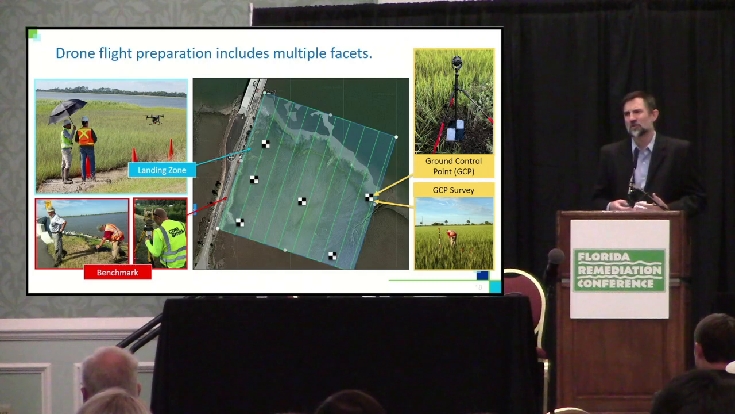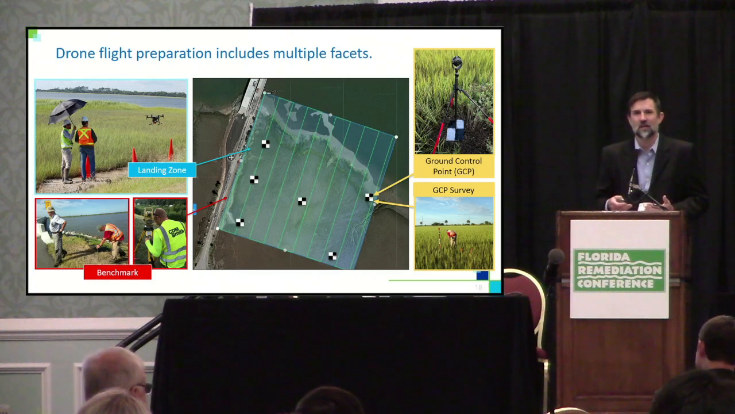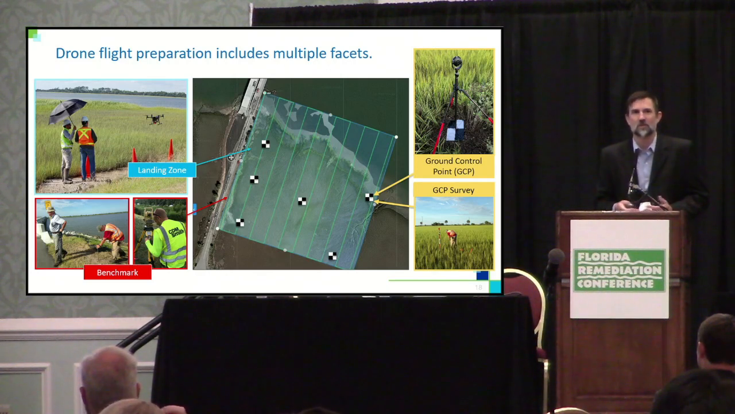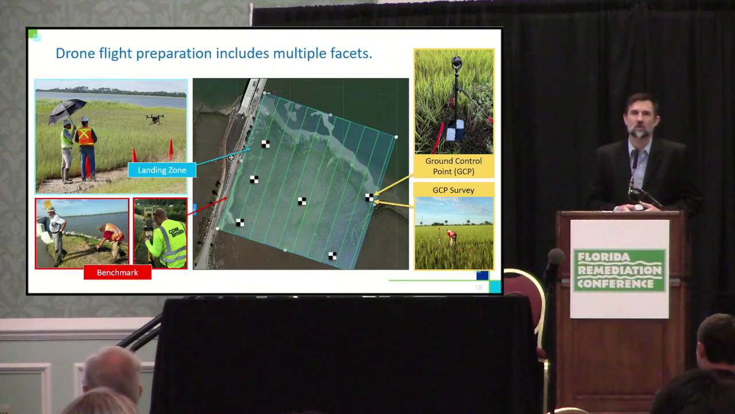So when we're executing a flight, we want to establish a safe landing zone and takeoff zone. And then we typically fly sort of that lawnmower pattern back and forth over the site. And then if we want our data to be tied to a real-world datum, we need to do ground control, where we lay out our targets and tie those to real-world coordinates.